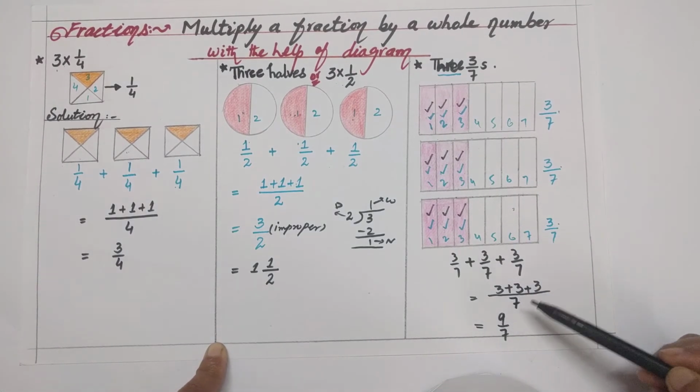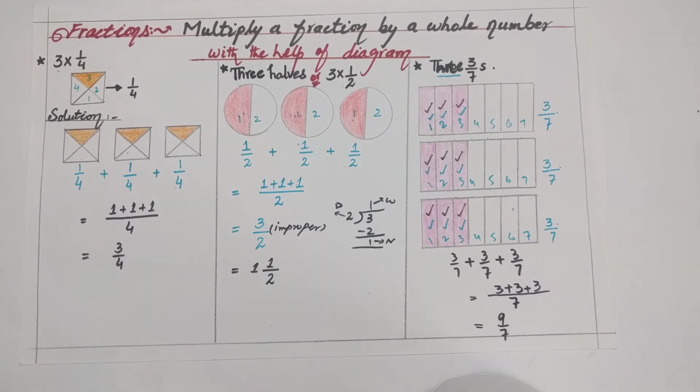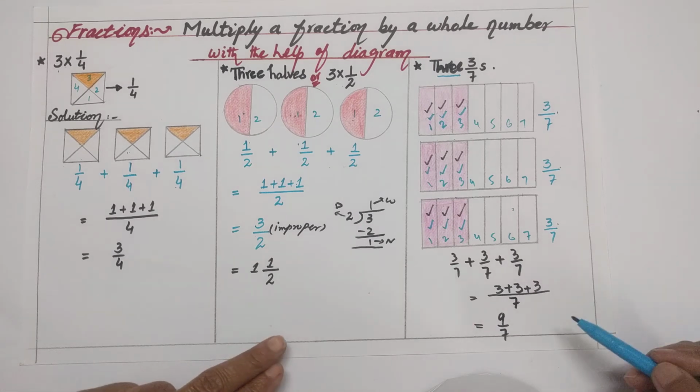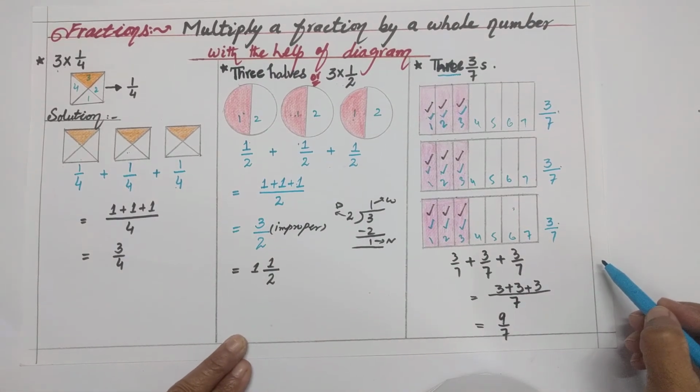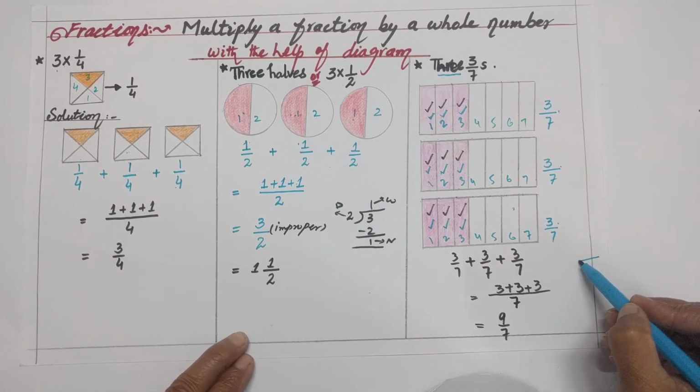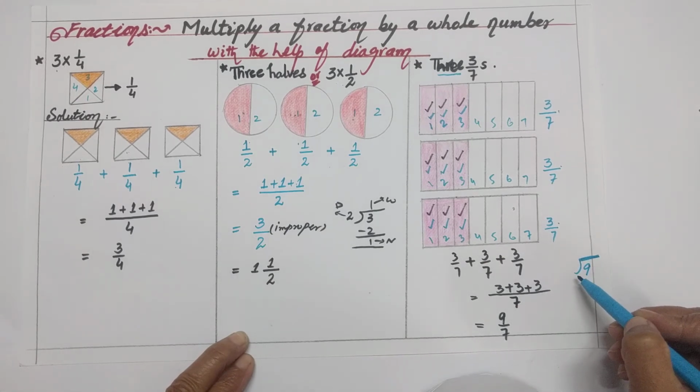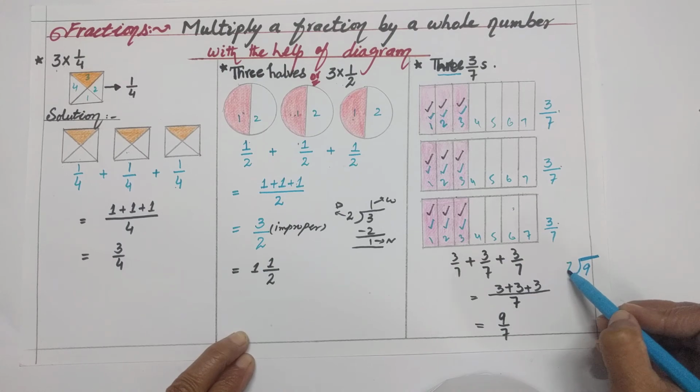Now 9 by 7 is an improper fraction, so we have to convert this improper fraction into a mixed fraction. How can we convert it? We can convert it by division. What is our numerator? 9, that will be your dividend, sorry, and 7 will be the divisor.